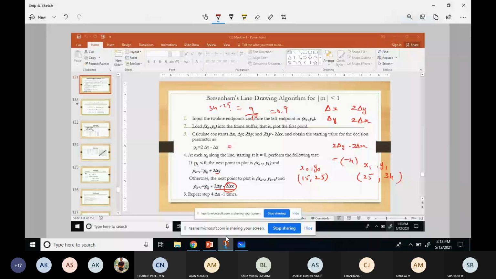For these points, 15 comma 20 and 25 comma 34, calculate the line generation algorithm using this Bresenham's thing. Calculate the plots and you just send me the answers. You just send me the answers in the class group, so that you can take it as a homework.